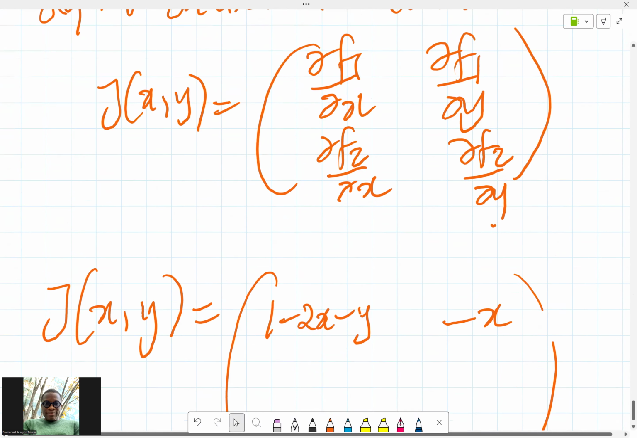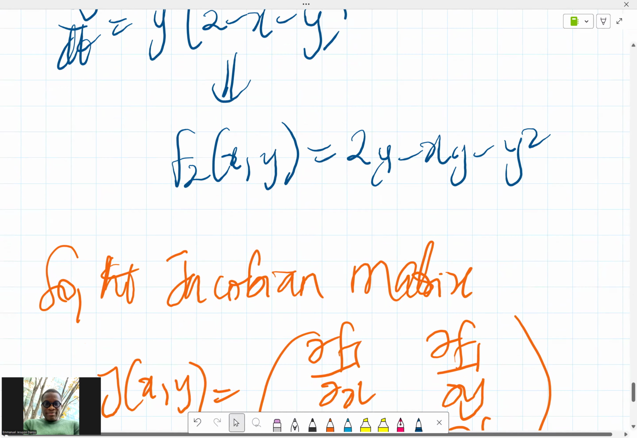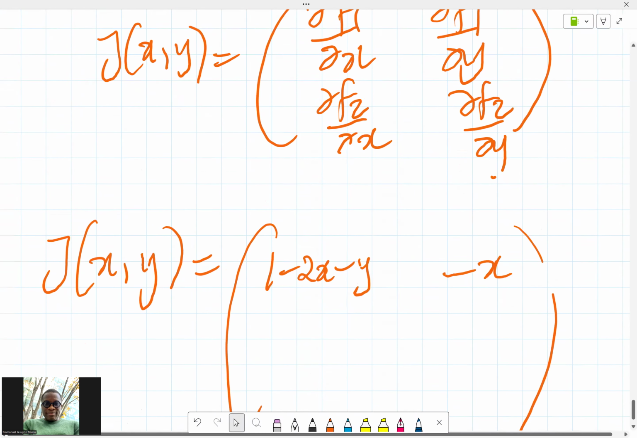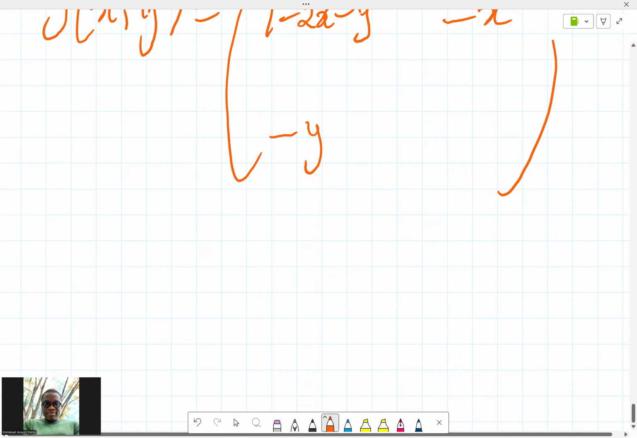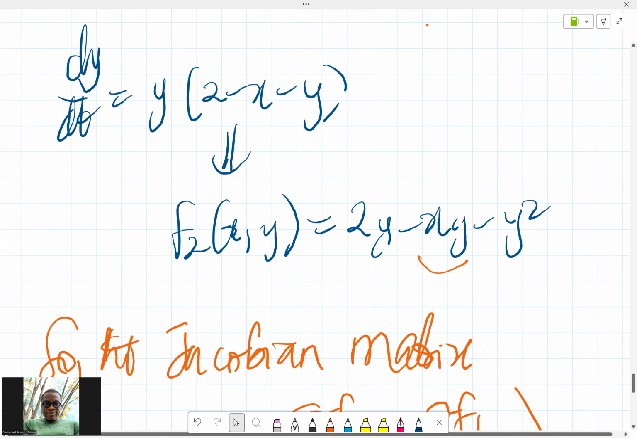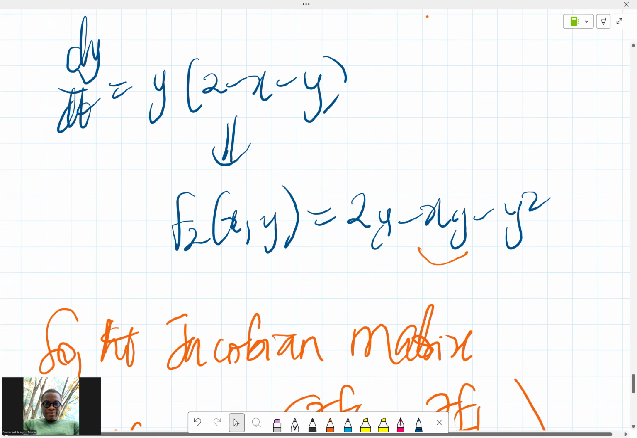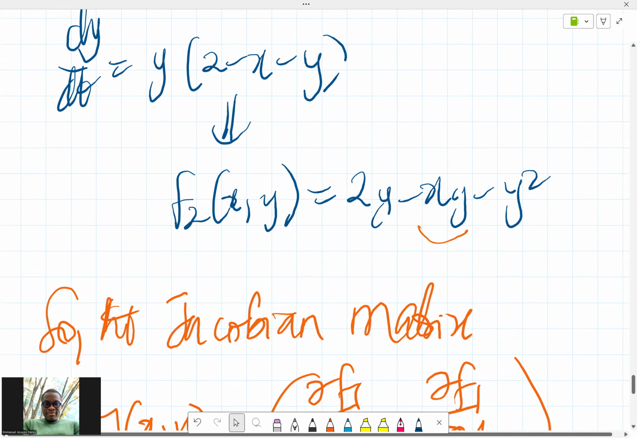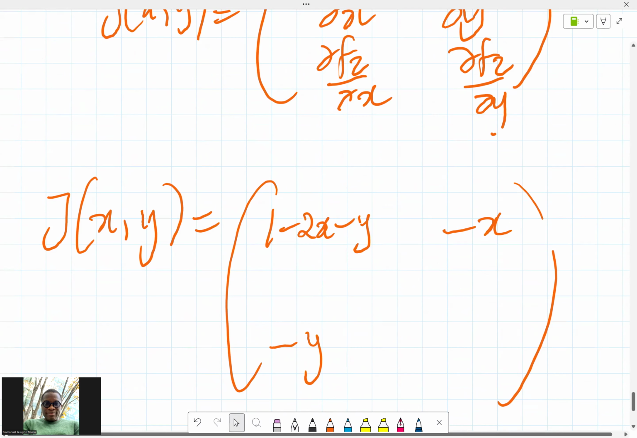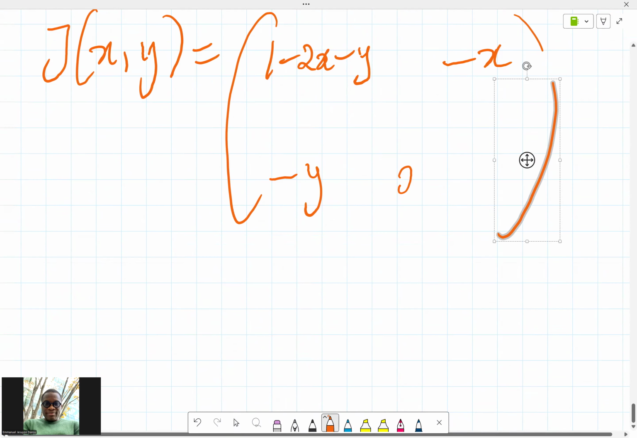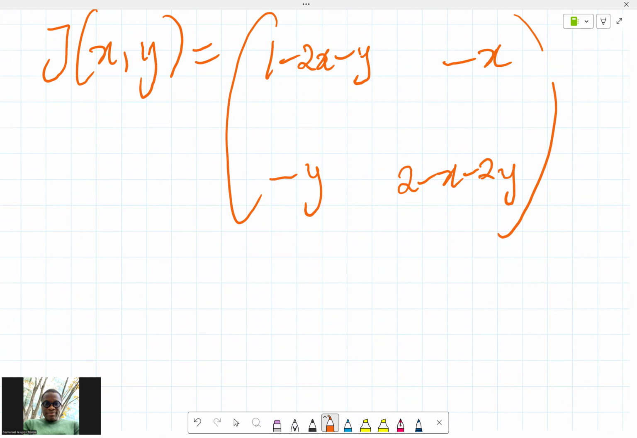And then we go to partial f2. Partial f2 partial x, we have x only here, so there we have minus y. And then partial f2 partial y, that's 2 minus x minus 2y. So the next thing we have to do now is to evaluate.